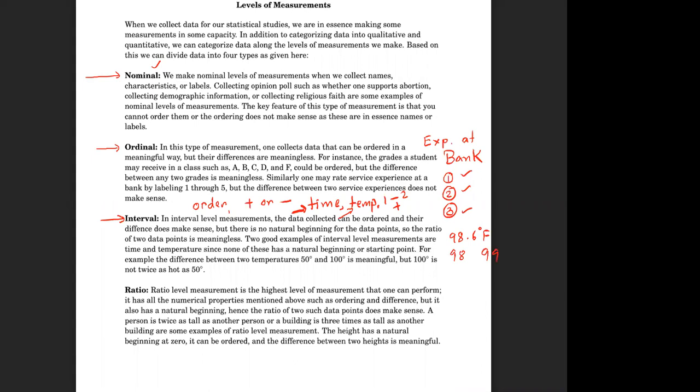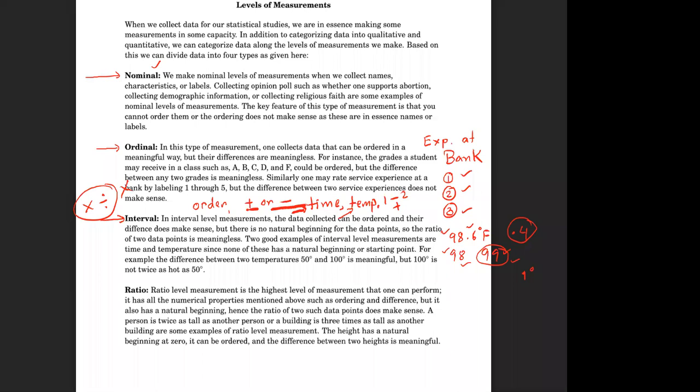Do you see that? So you can order these temperatures, highest, second highest, third highest, and the difference makes sense. 99 degrees minus 98.6 degrees is 0.4 degrees. It makes sense. Or 99 degrees minus 98 degrees is 1 degree, right? It makes sense. So order, addition, subtraction makes sense, but you cannot do multiplication and division. These two do not make sense for interval.